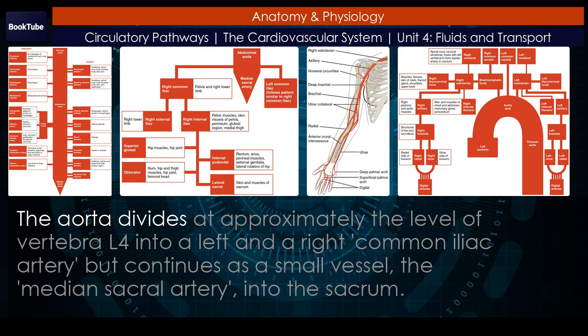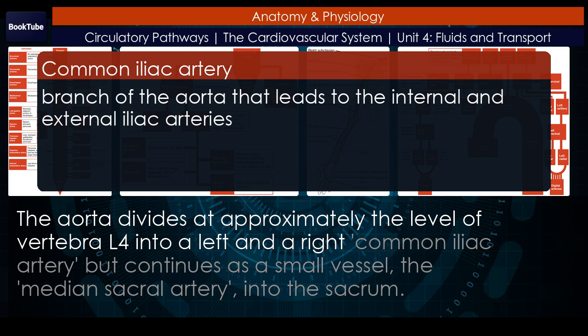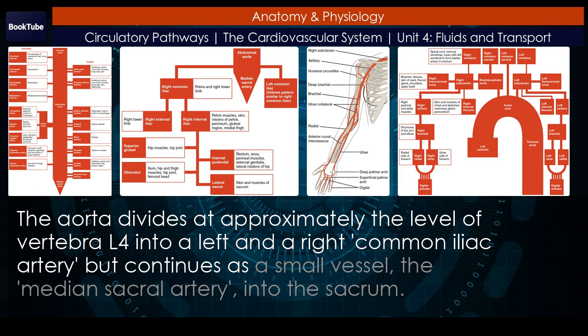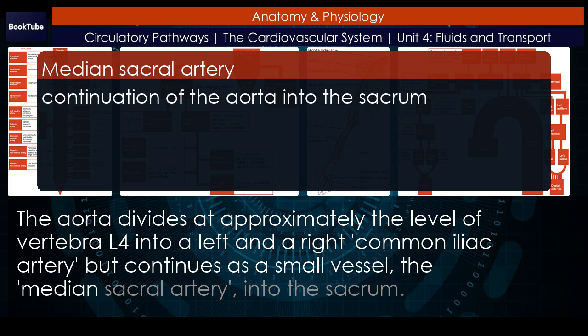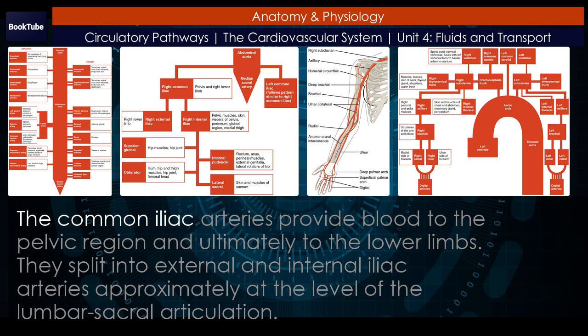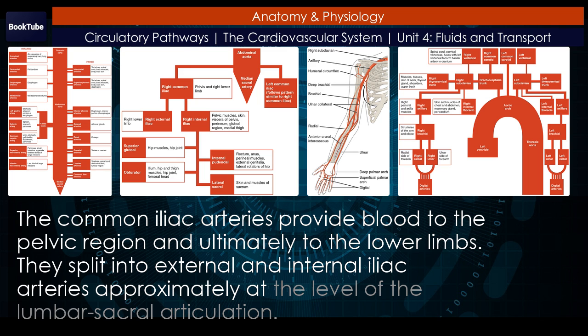The aorta divides at approximately the level of vertebra L4 into a left and a right common iliac artery, but continues as a small vessel, the median sacral artery, into the sacrum. The common iliac arteries provide blood to the pelvic region and ultimately to the lower limbs. They split into external and internal iliac arteries approximately at the level of the lumbar sacral articulation.